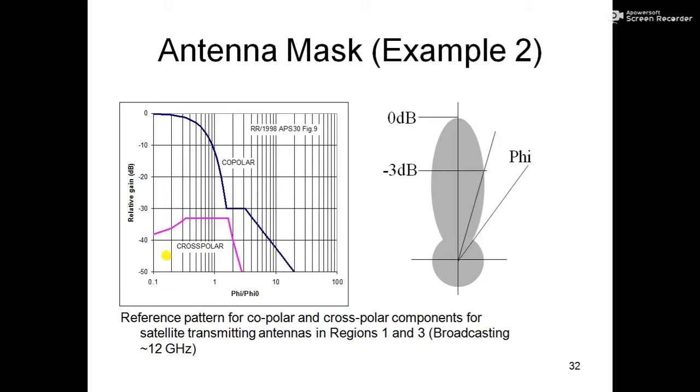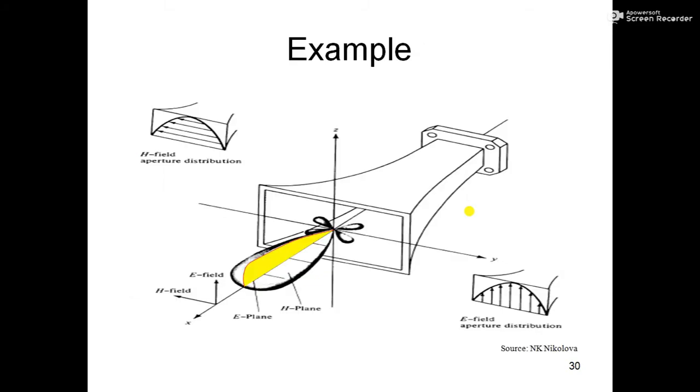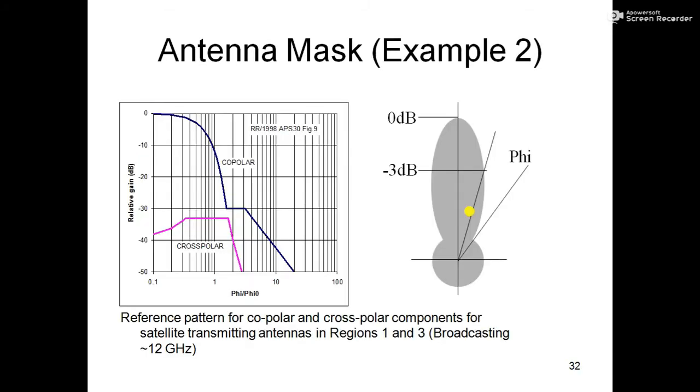Again, there is something called cross polar. I am not going to enter the details of copolar and cross polar now; I will explain in one of the next slides. You can see 0 dB and minus 3 dB, because we know that minus 3 dB corresponds to the half power. This is how we represent the radiation pattern of the antenna by antenna masks.